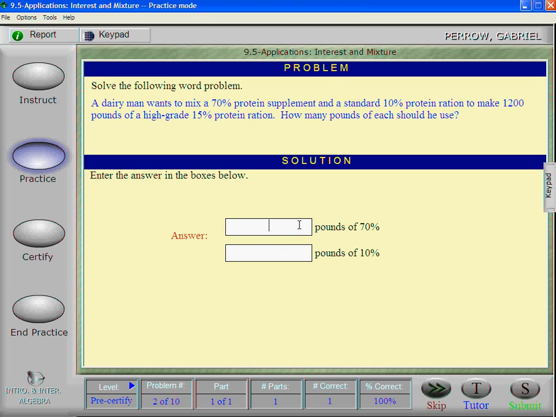Okay, another problem. A dairyman wants to mix a 70% protein supplement and a standard 10% protein ration to make 1,200 pounds of a high-grade 15% protein ration. How many pounds of each should he use? Okay, so we have to think about how we're going to set this up. I believe we could have an x and a y, and each one of those is a certain amount of pounds that represent these different rates of protein in their content.